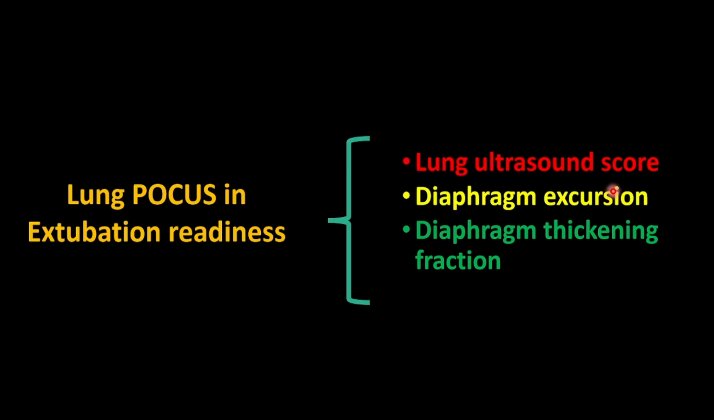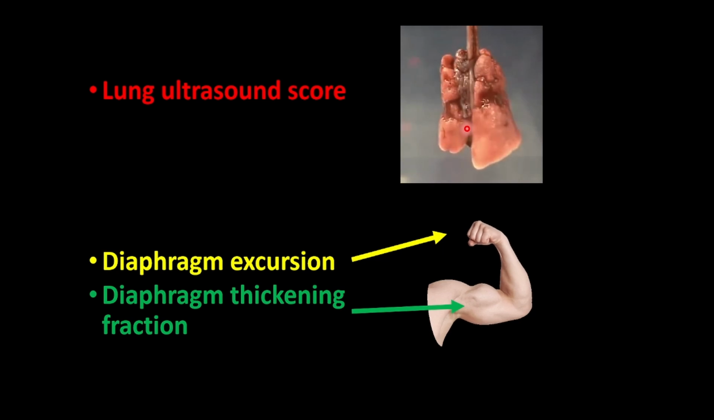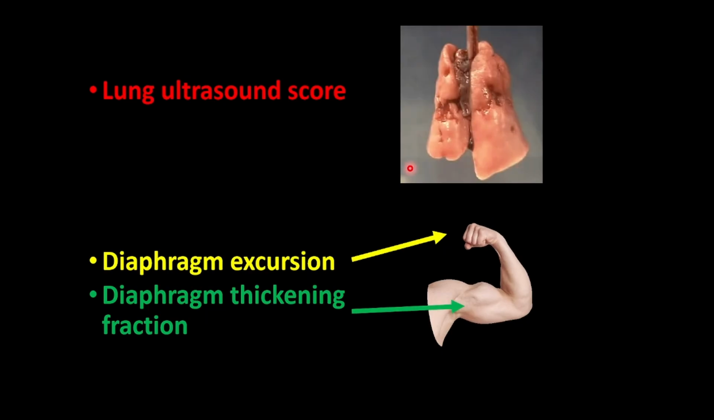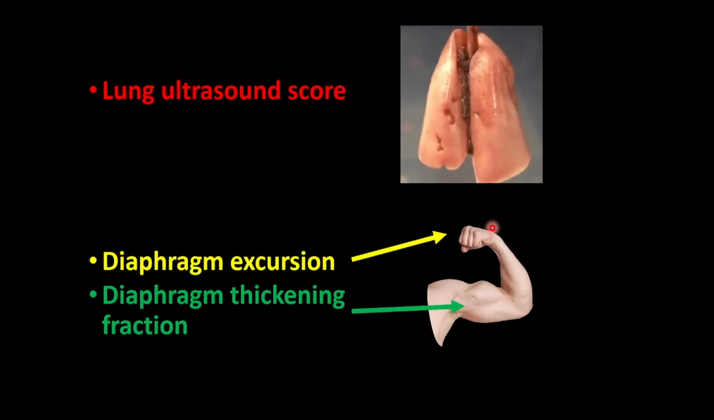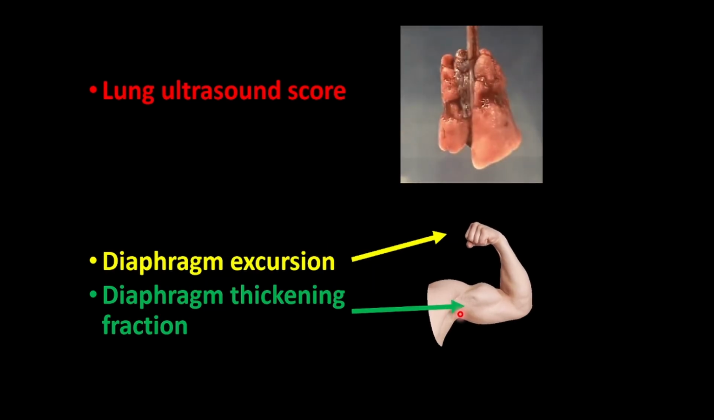So now let's talk about these three important parameters or scanning techniques that we want to see: the lung ultrasound score, diaphragm excursion, and diaphragm thickening fraction. So what are they actually? When you talk about lung ultrasound score, we are looking at the lung expansion, the degree of changes of the lung parenchyma. You can tell through the ultrasound. Diaphragm excursion is looking at diaphragm movement, as you can see with this hand movement here. We're going to see the diaphragm movement. And for diaphragm thickening fraction, basically we're looking at the muscle thickening of the diaphragm.